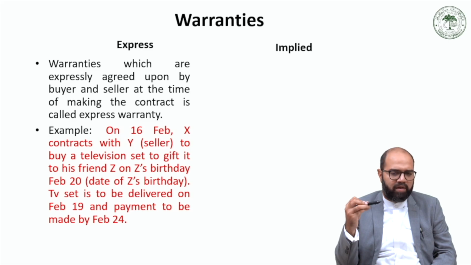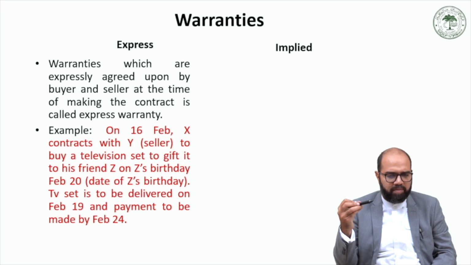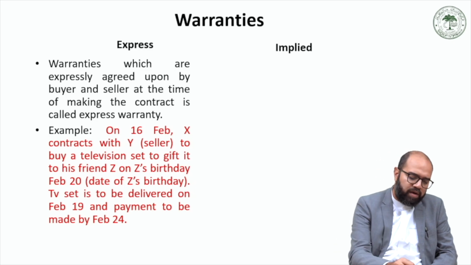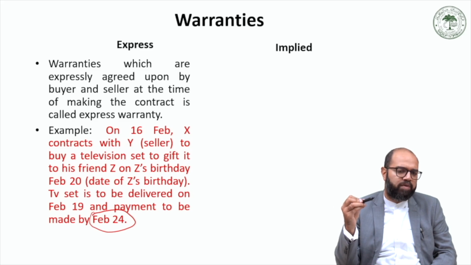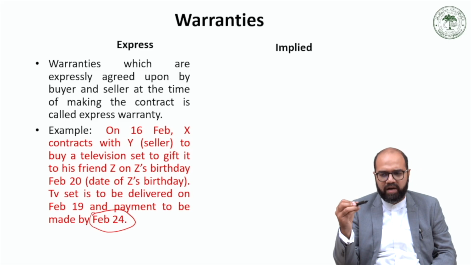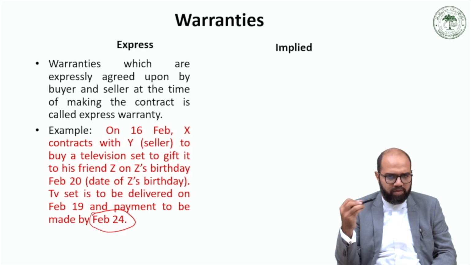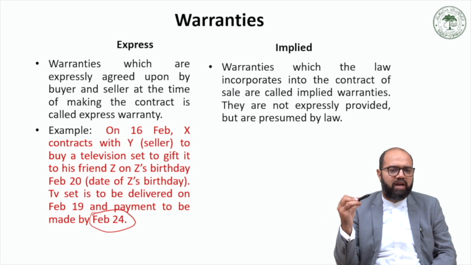Now, as we read about in section 11, generally stipulations as to time of payment is a warranty. So here February 24th, which is the time of payment of the goods, is a warranty, because if instead of paying on February 24th, the buyer pays on a later date, the contract cannot be repudiated. On the other hand, implied warranties are those which the law incorporates into the contract of sale.